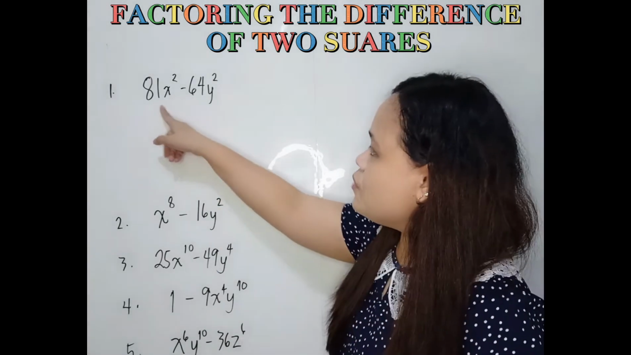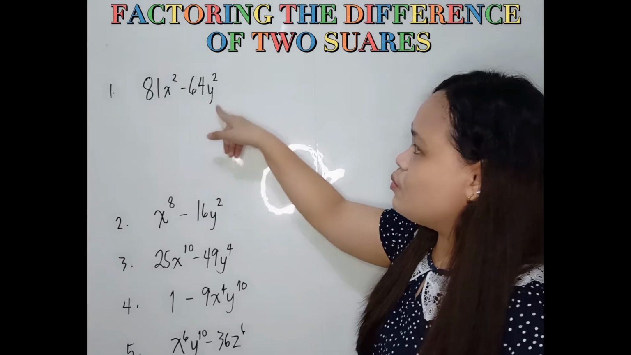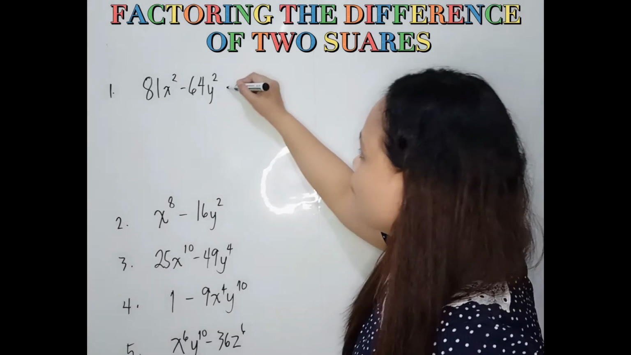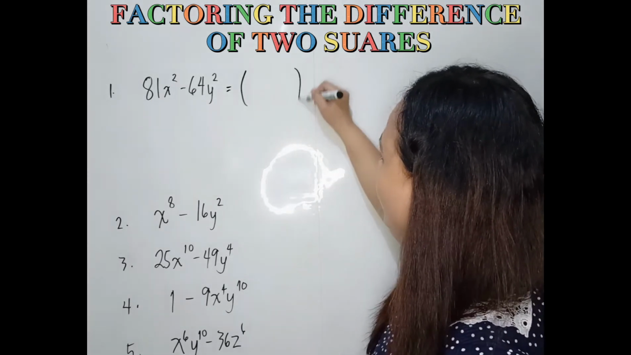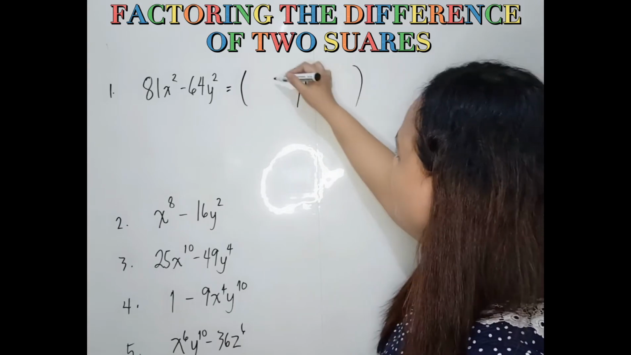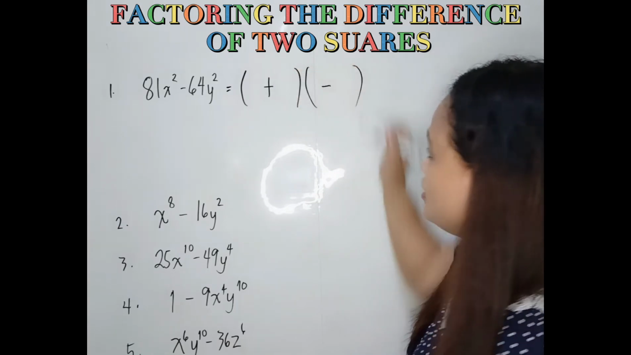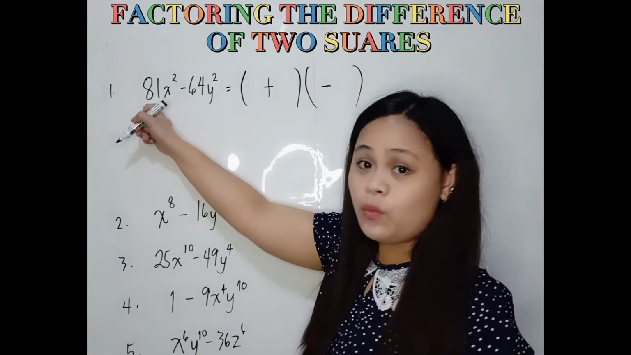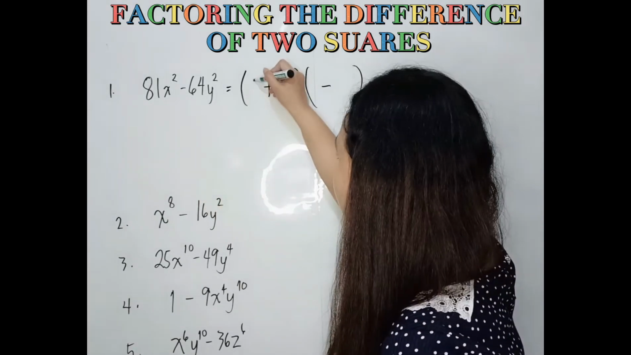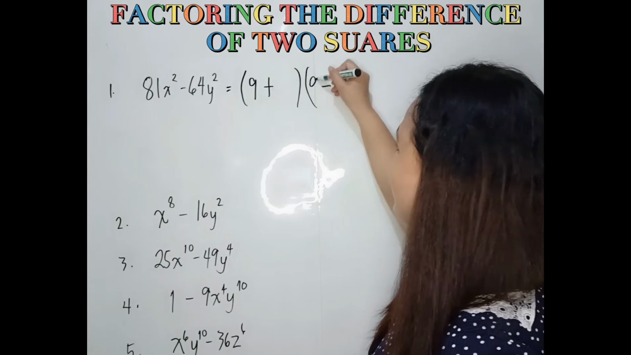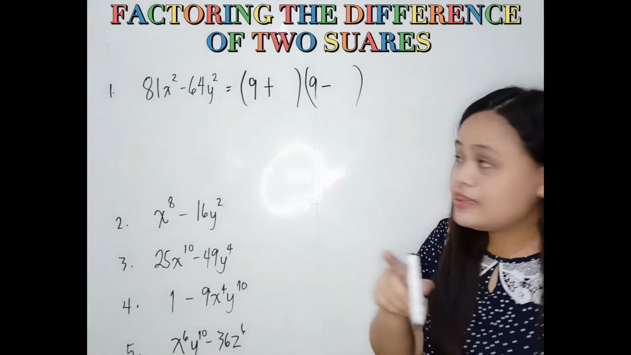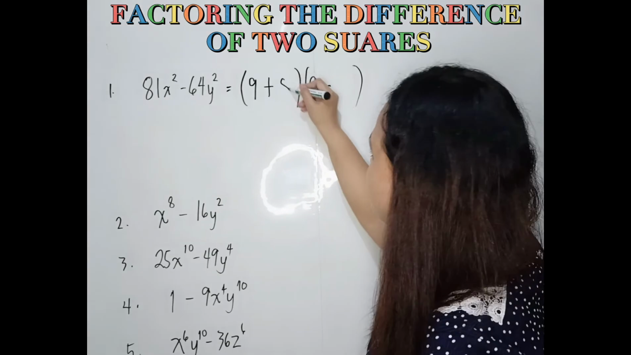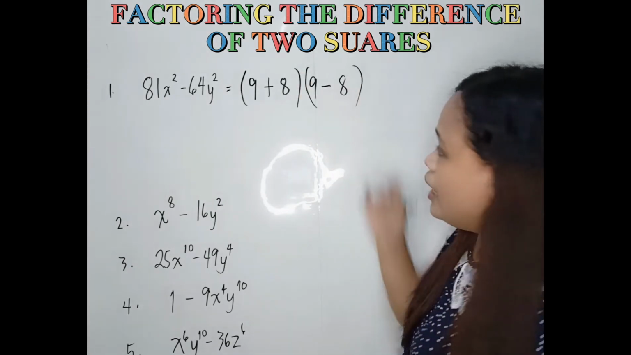So, let's take 81x to the power of 2 minus 64y to the power of 2. Ang factored form niyan ay dalawang binomial, sum and difference. Okay? Of the square root, what is the square root of 81? That's 9. Lagay mo dito yung isang 9, dito yung isa sa kabila. And then get the square root of 64. That's 8 and 8 dito sa kabila.